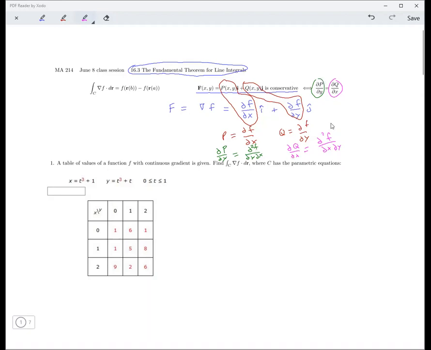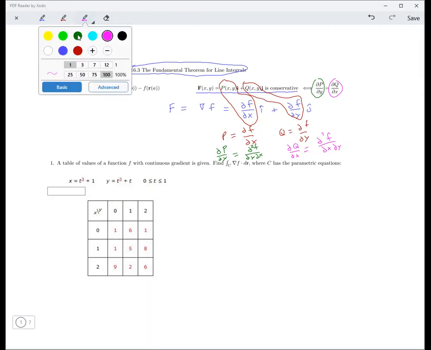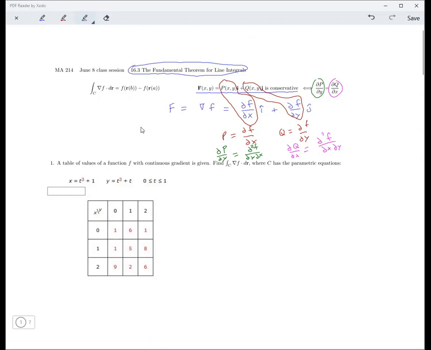And then these are equal to each other. If you can take these derivatives and everything, they're going to be equal to each other, except in some very weird cases. And so that's kind of where that goes.